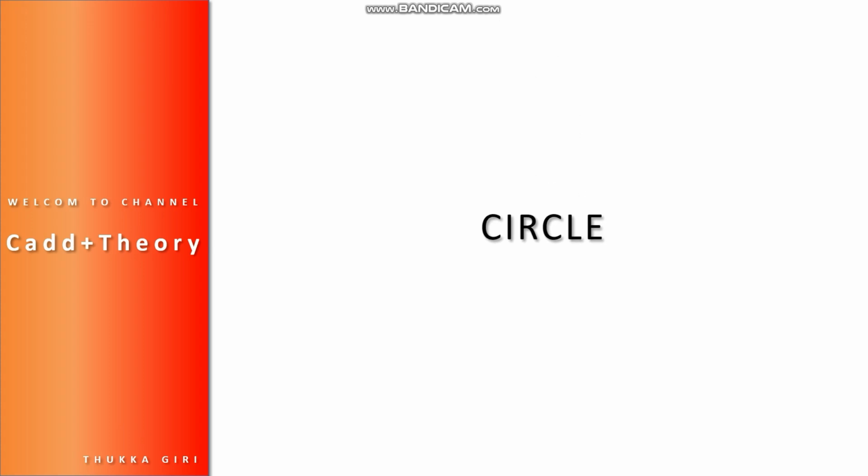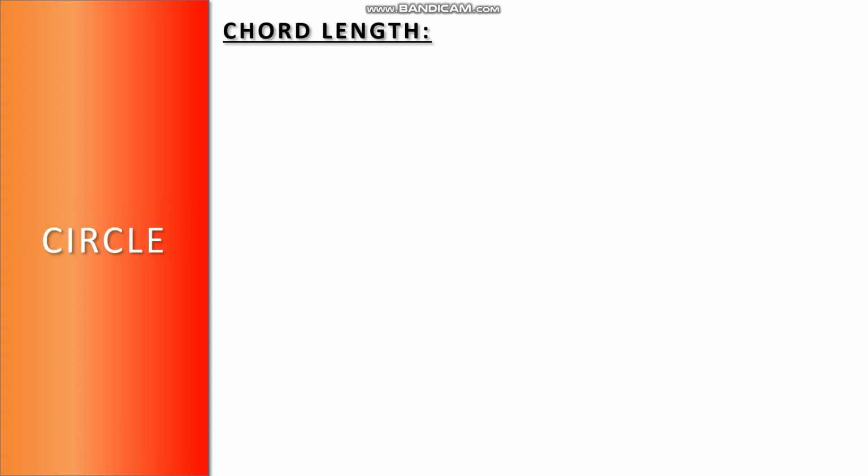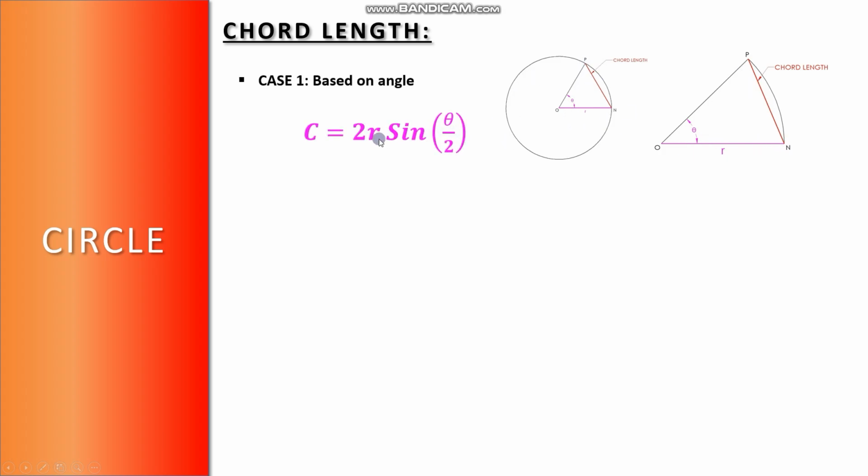Topic about circle. In the last video, we discussed arc length. Today, we will discuss chord length. If you see in these two images, from point P to point N is the chord length, same as here also. To find this chord length, you can use this equation based on angle. Here theta is the center angle, r is the radius of the circle.